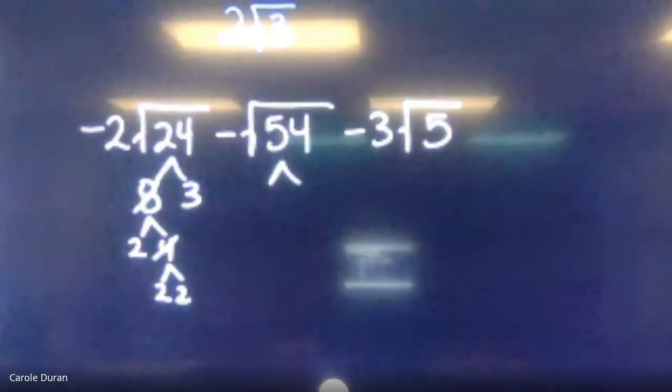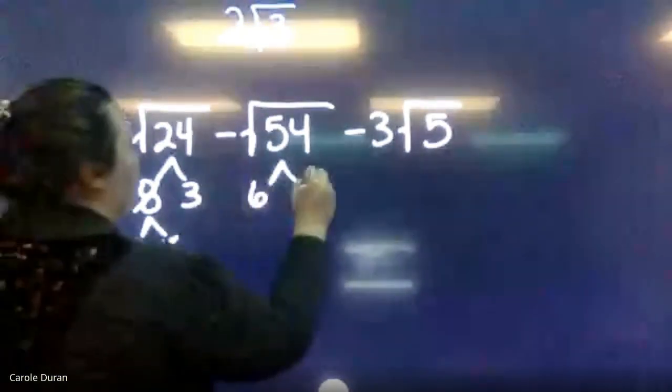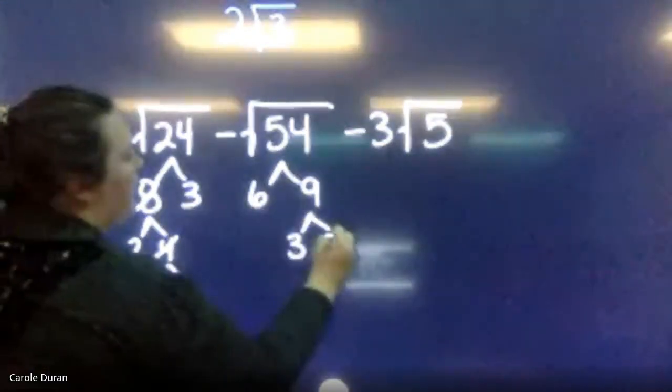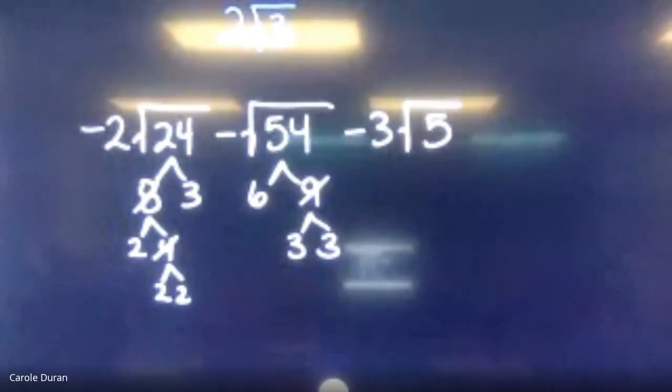What multiplies together to get 54? 9 and 6. You could stop at 9, but I'm going to keep going just in case you don't recognize that it's a perfect square. And 9 breaks down into 3 and 3. So now what I'm going to do is rewrite these radicals with that prime factorization happening.